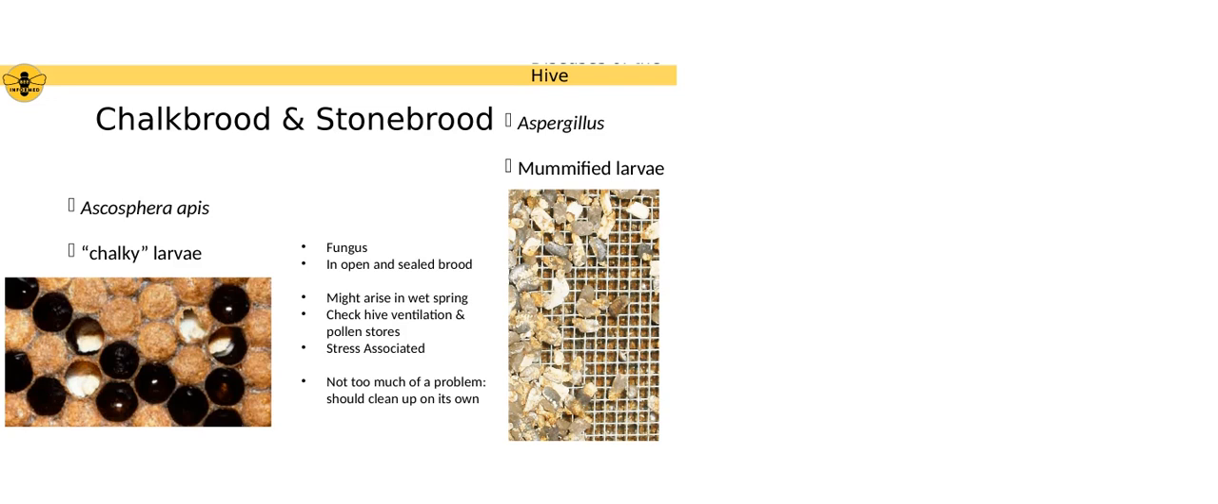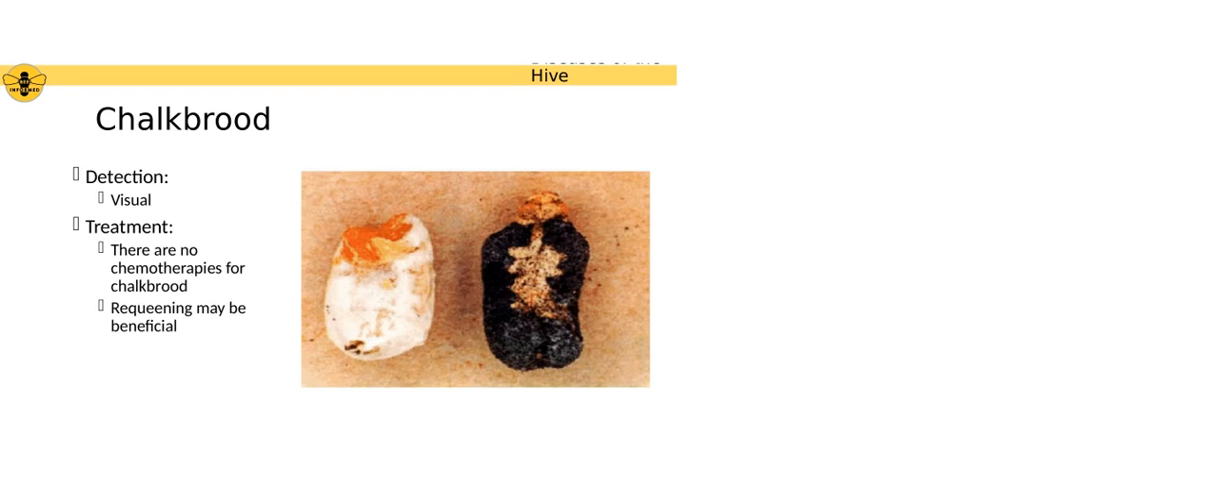And it's not too much of a problem. It usually cleans up on its own if you get good pollen in there and plenty of ventilation. So it's a visual detection, and there's no chemical control for this. Requeening can be beneficial if your bees are more hygienic. This one, to me, on the left looks like a little fried egg, sort of on its side, but still a fried egg. So it's something to look for if you are looking at bees in the spring.